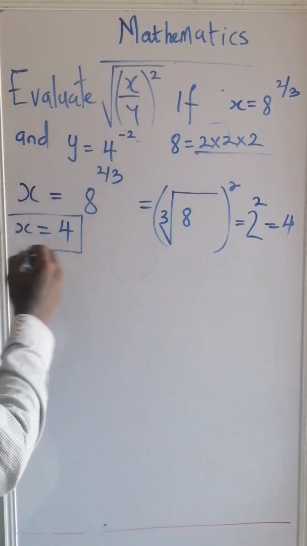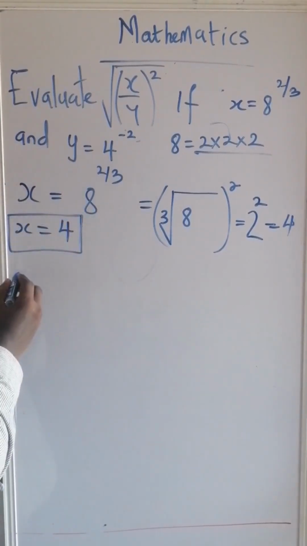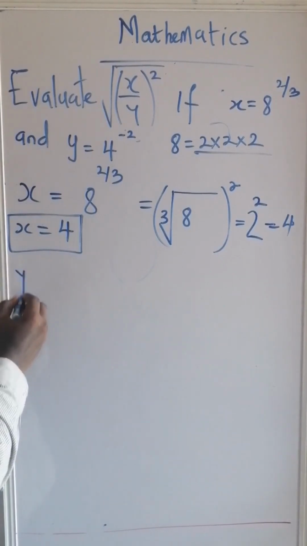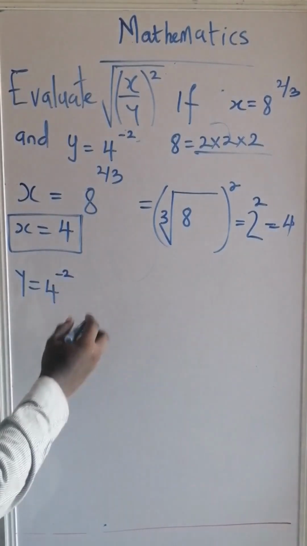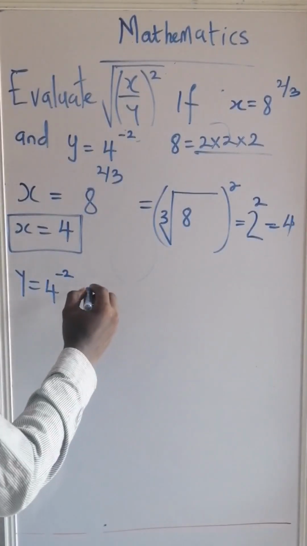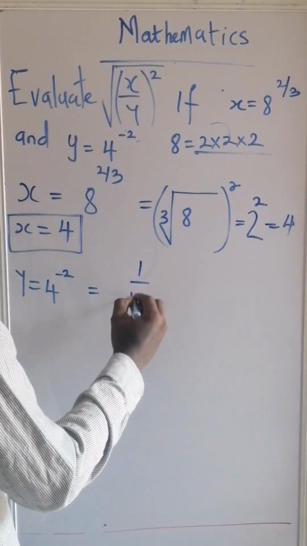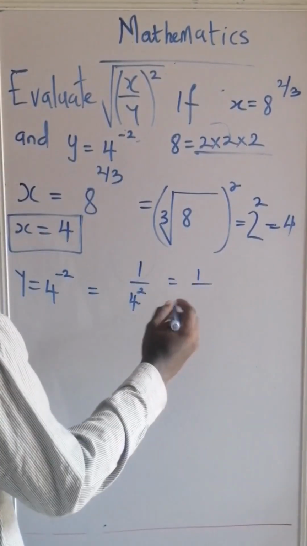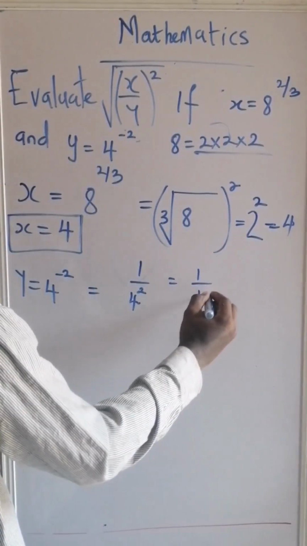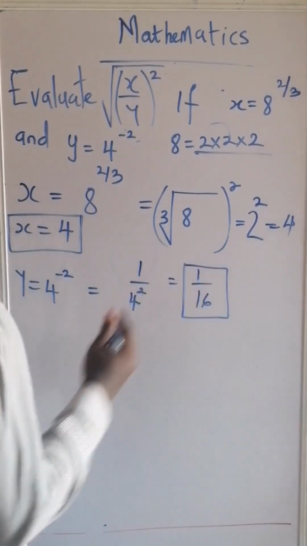Now we have solved for x. Let's solve for y now. We are still going to apply the law of indices. y equals 4 raised to power minus 2. Now, to remove this negative index, according to law of indices, this can be expressed as 1 over 4 raised to the power of 2. And that will be 1 over 4 times 4, which is 16. So now we have solved for our y. Our y is 1 over 16.